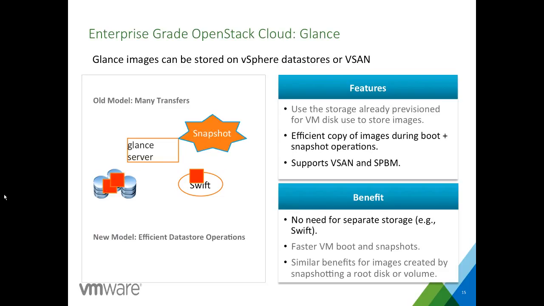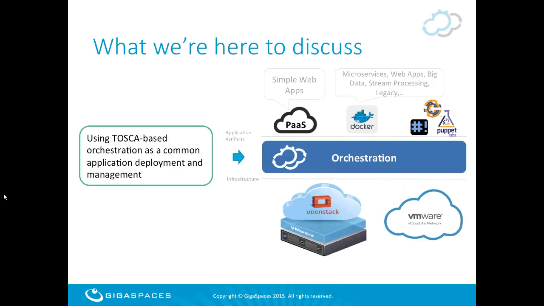Now I'm going to talk about the orchestration part. That's going to be based on Cloudify. The role of that orchestration is really to enable us to deploy and manage applications on both environments in a consistent way. At the end of the day, that's what we're trying to do here. As OpenStack users, you'll get the benefit of leveraging the vCloud Air cost benefit, as well as all the features that Paco mentioned. And we'll see how that works.